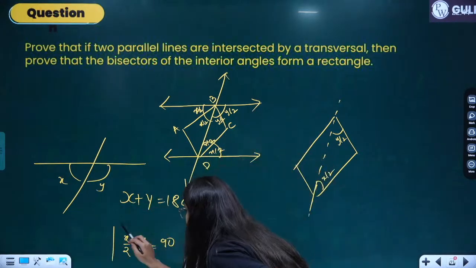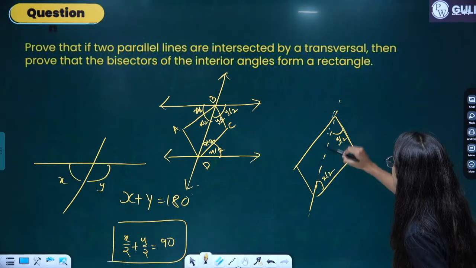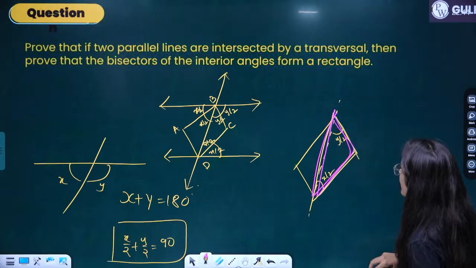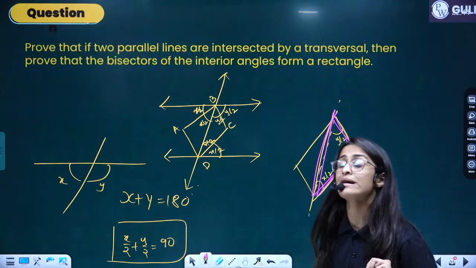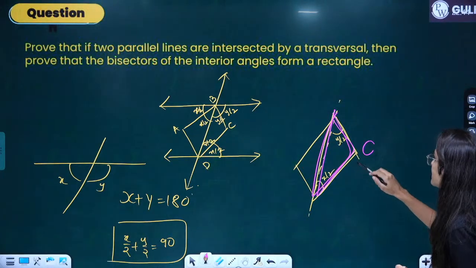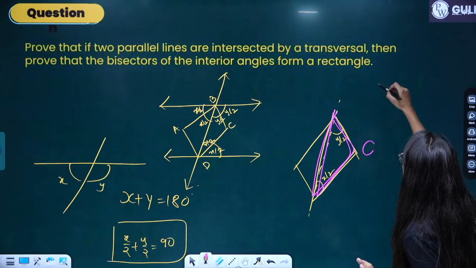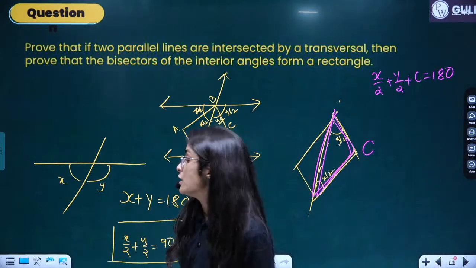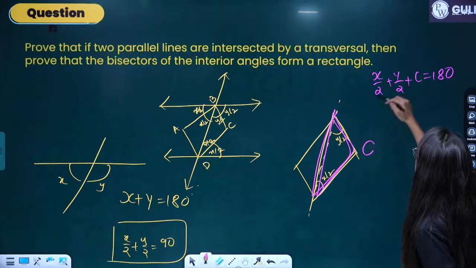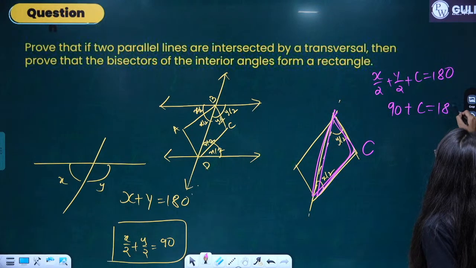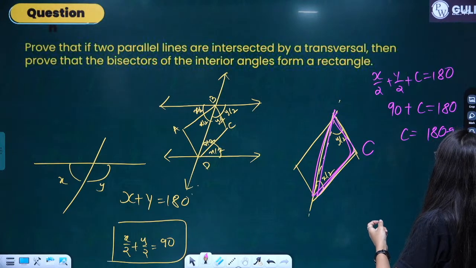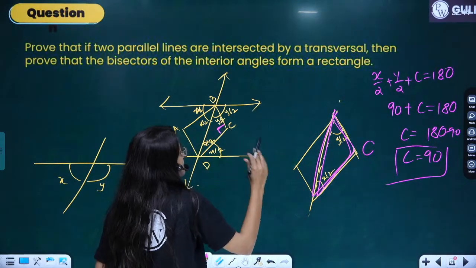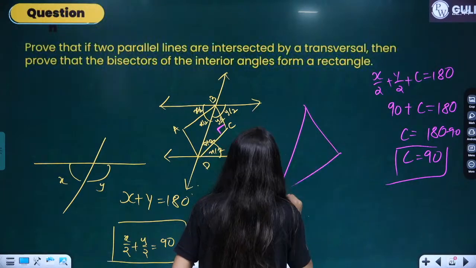I have to keep this in mind. Now I am considering this triangle over here. In this triangle, the sum of the three angles will be equal to 180 degrees. Let me take this angle as C. Here I am taking y by 2 and x by 2. Adding all three angles, x by 2 plus y by 2 plus C is equal to 180. What is the value of x by 2 plus y by 2? It is already 90. So 90 plus C is equal to 180, so C equals 90. The value of this angle will be equal to 90 degrees.